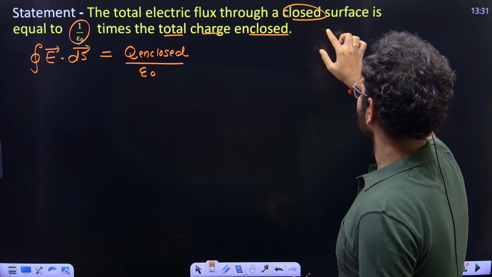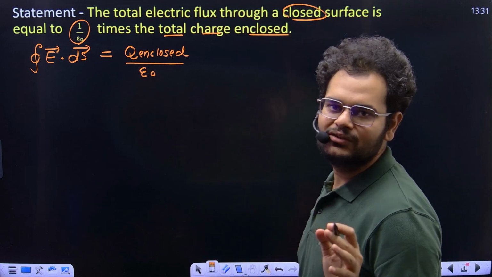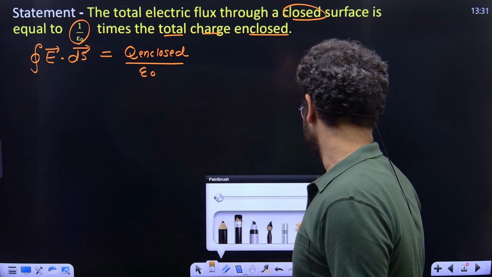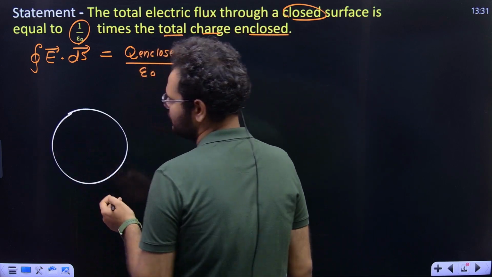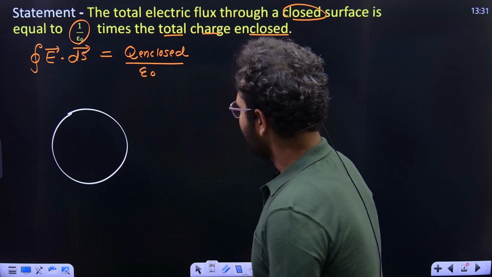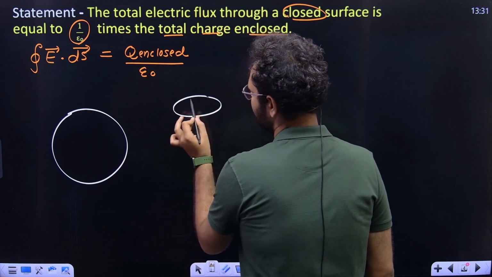First, they are saying closed surface. Now, what is a closed surface? I have a confusion. Yes, I have a confusion. Let us say this is a 2D surface. It is a circle, okay? And another, let us say this is a 3D surface.